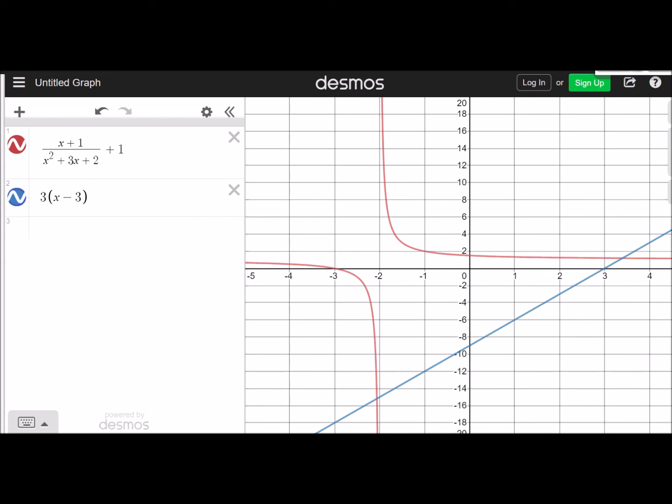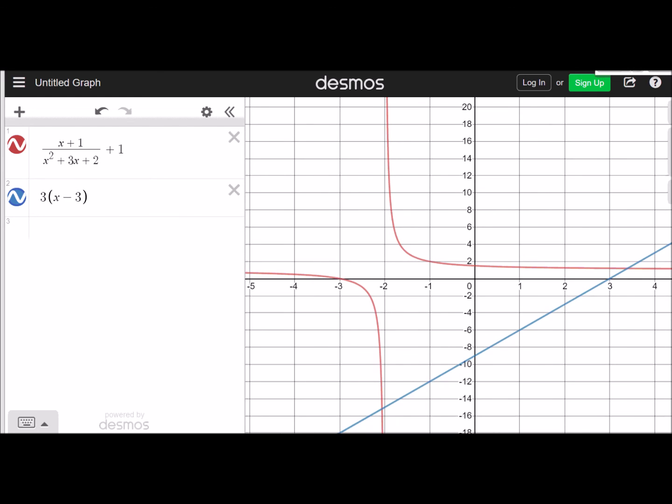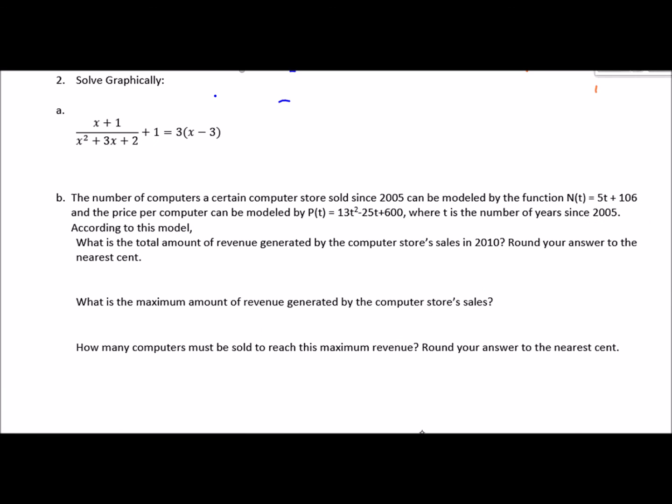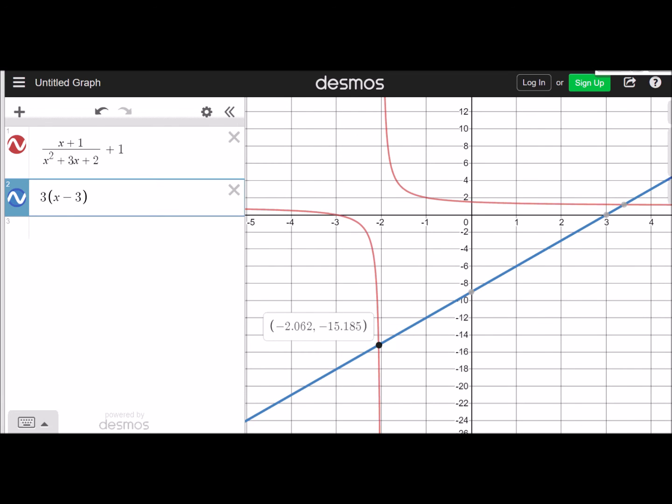So when you're trying to figure out where these two equations, these two expressions are equal to each other, you're looking to find the points on the graph that they both go through. This point right here is a point that they both go through. So at negative 2.062, comma blank, I don't care about the y, I care about the x. So one of my answers is that x equals negative 2.06. Okay, that was this one over here.